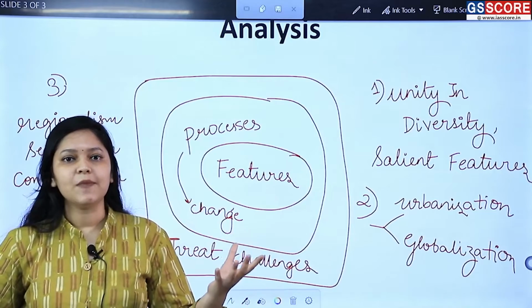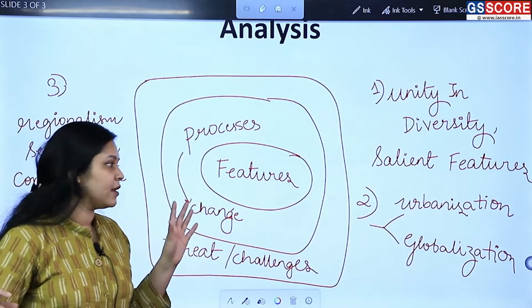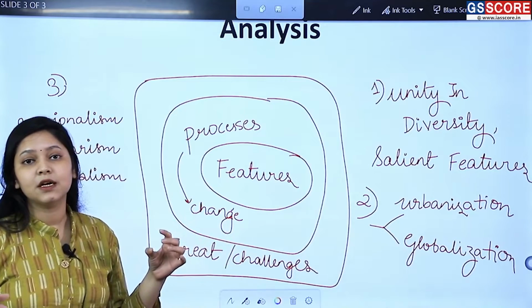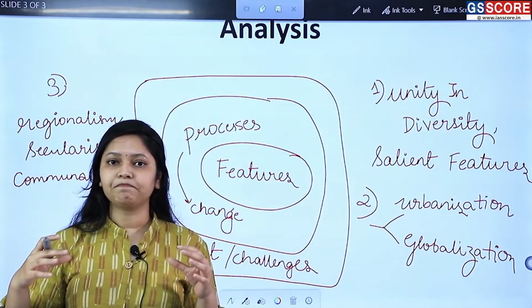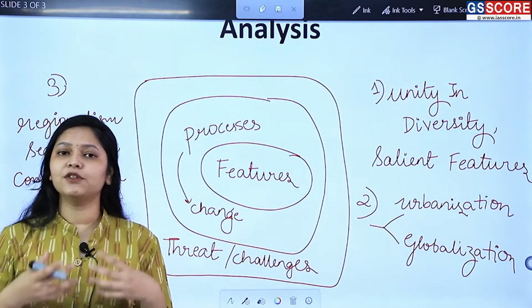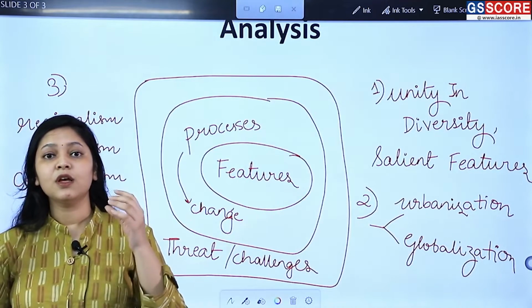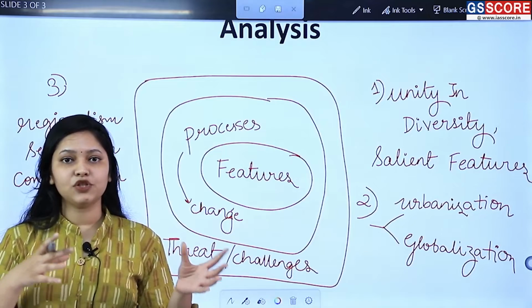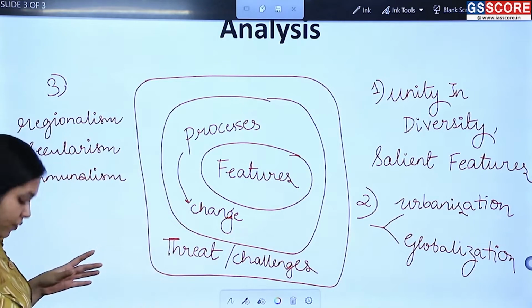So there are different dimensions to all the three concepts of regionalism, secularism and communalism. Communalism is a process in which there is a political backing to this kind of a religious perversion, which goes to state that one religion is superior to the other. So majoritarian versus minoritarian religion, the governance, domination and authoritarian regime of religion over every walk of life.